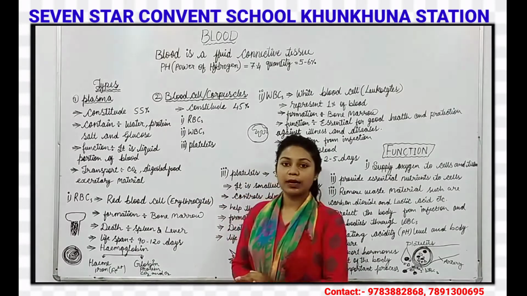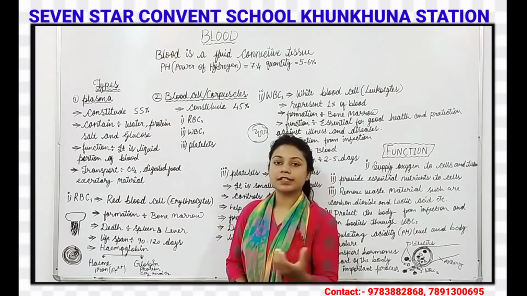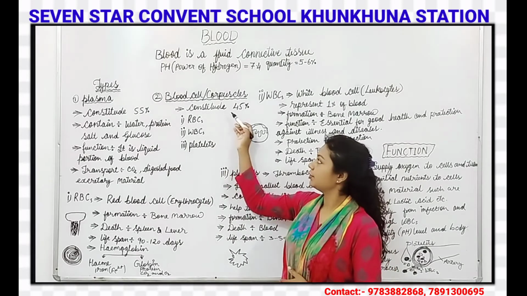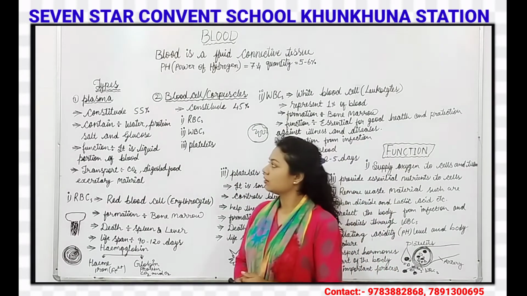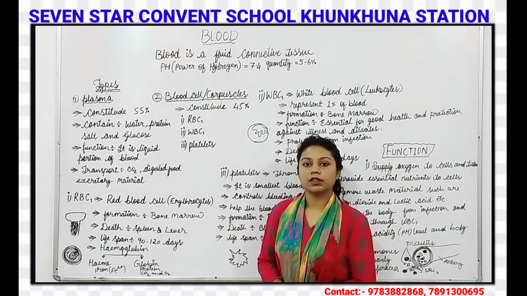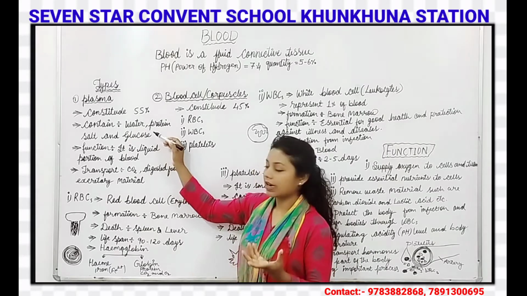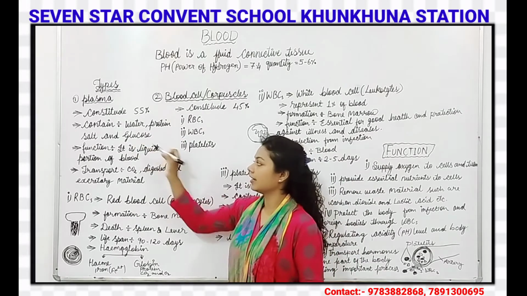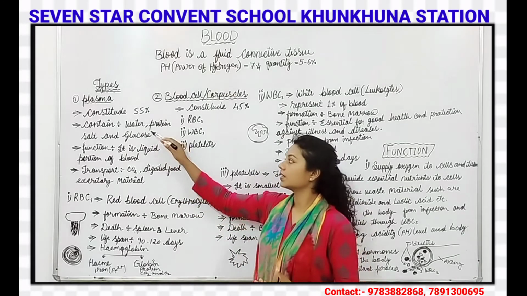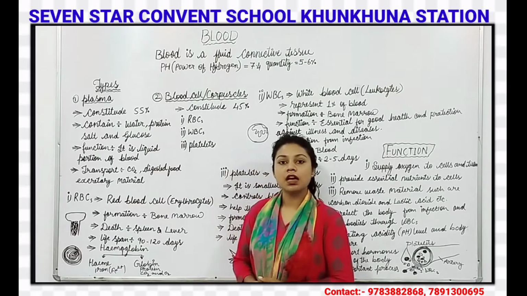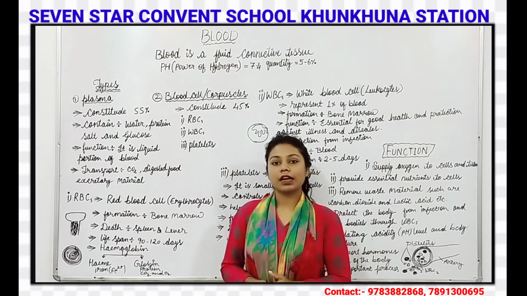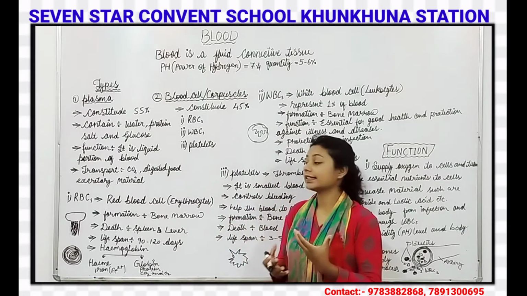This plasma constitutes 55%, and the blood cells or the corpuscles constitute 45% only. So this plasma is yellowish in color, mostly made of water, which contains, as I have told you, water, protein, salt and glucose. In plasma, 90% is water, and protein, salts and glucose make up the other 10%.